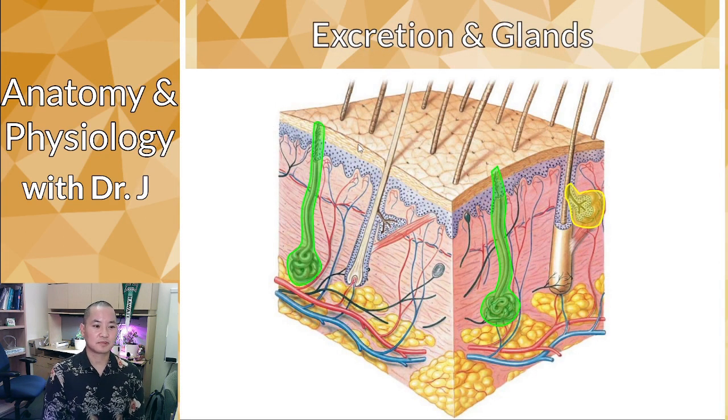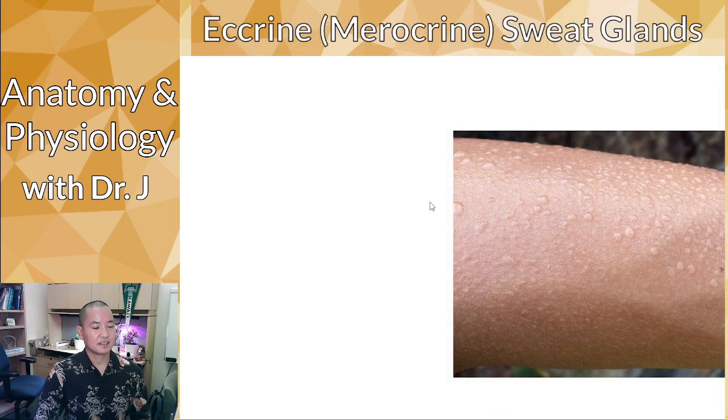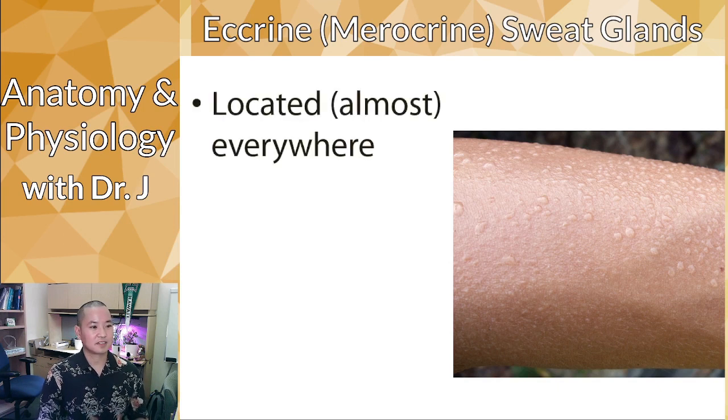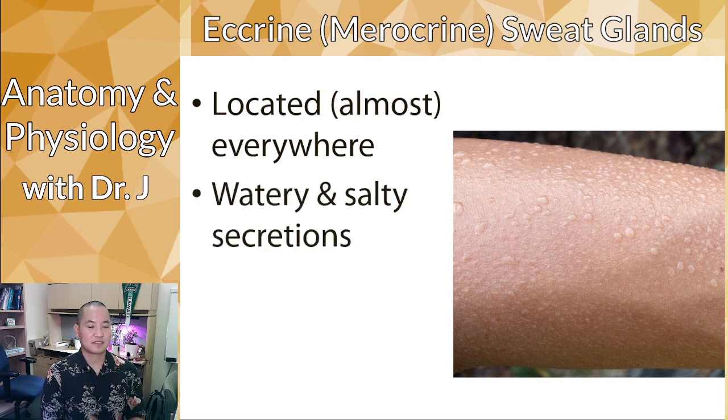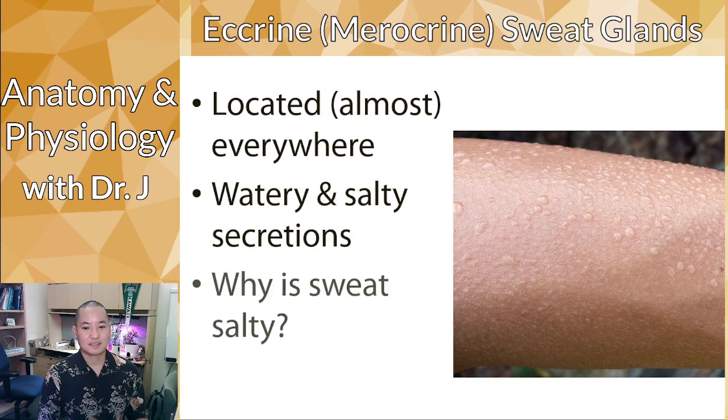And what causes that perspiration? It all deals with these glands, and there are many types of glands. I'm going to cover general categories in this last lecture before the exam. So we have excretion and glands. Eccrine or merocrine sweat glands. We did cover in the tissues different types, like what merocrine means. But eccrine sweat glands are located almost everywhere. A nice mnemonic I was taught was that eccrine is everywhere. So except for very few places, you have eccrine glands in your skin. And what they're doing is secreting this watery secretion, and it does have some salt as well. So why is sweat salty?